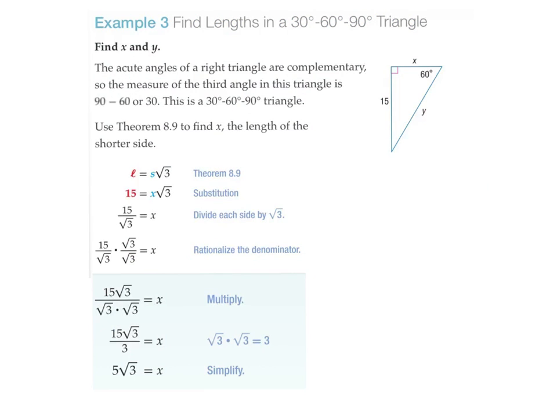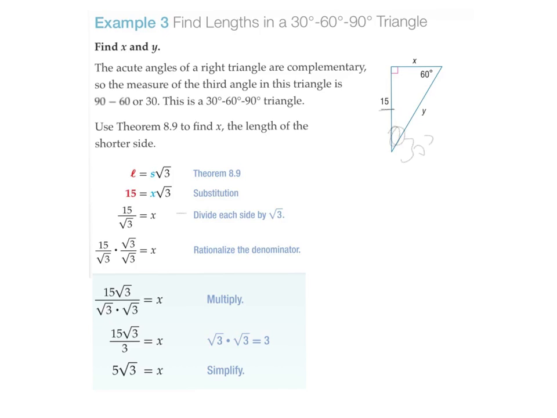And again, as you can see for example 3, the 30, 60, 90, find x and y. Here's 60 degrees, so this one here must be 30 degrees, which means that this is the shorter leg. The difference between the shorter leg and the longer leg is that you multiply by √3. If you're going backwards, you divide by √3. You know you can't have a radical on the bottom, so multiply top and bottom by √3, and you finish up with 5√3.